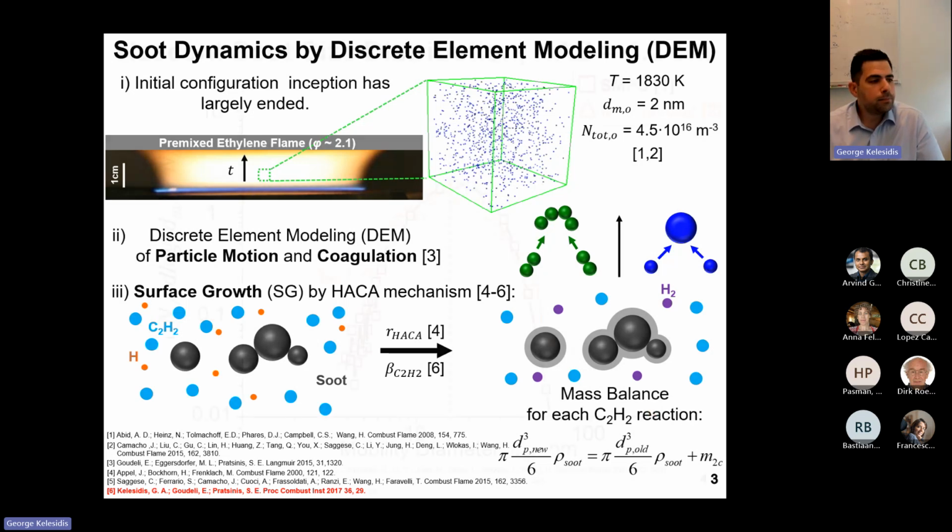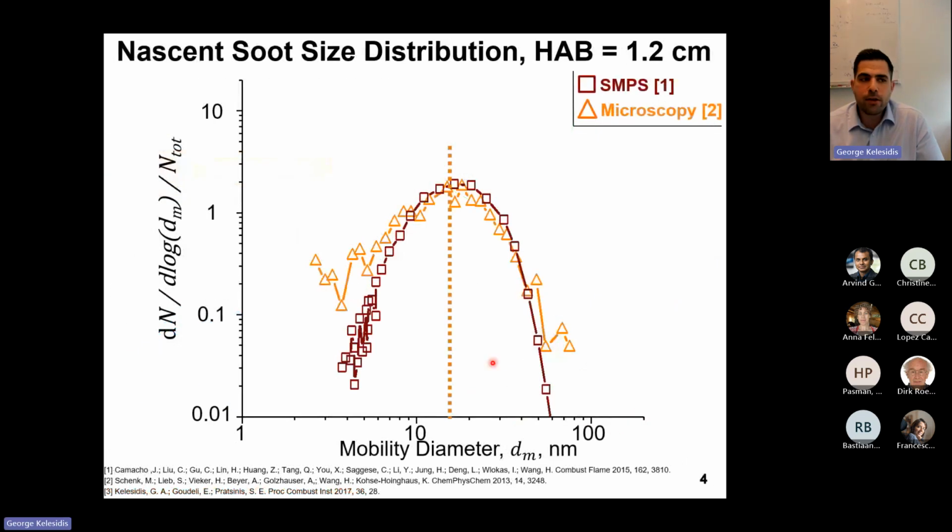So we compared it to the mobility size distribution data that have been obtained by a scanning mobility particle sizer as well as by microscopy in the premixed ethylene flame that I showed you before at the 1.2 centimeters height above the burner. In particular, over here, you can see on the y-axis the normalized number concentration obtained as a function of the mobility diameter.